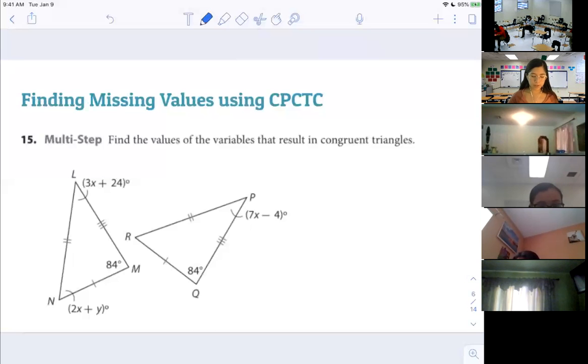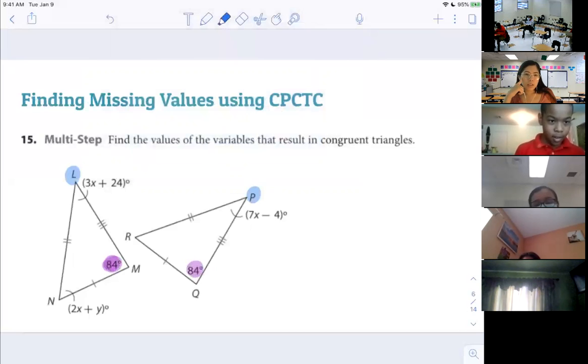So first things first, let's play a game of matching. So I'm going to match up my angles. Obviously I know that the 84 matches with the 84. Which angle does angle P match up to? L. L, good. What's one way that you can tell?